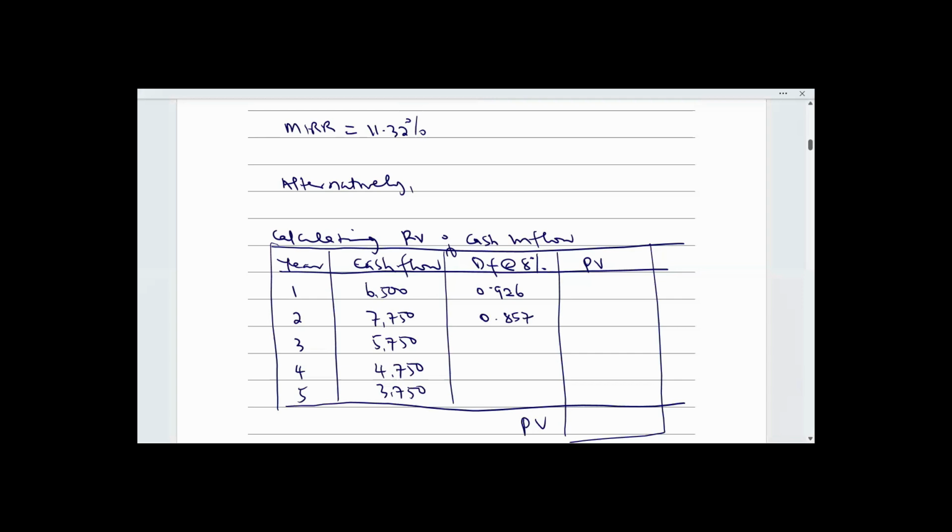For year 3, raised to power 3 minus, equal 0.794. For year 4, 1.08 raised to power 4 minus, equal 0.735. Then for year 5, raised to power 5 minus, equal 0.681. So let's get the present value.